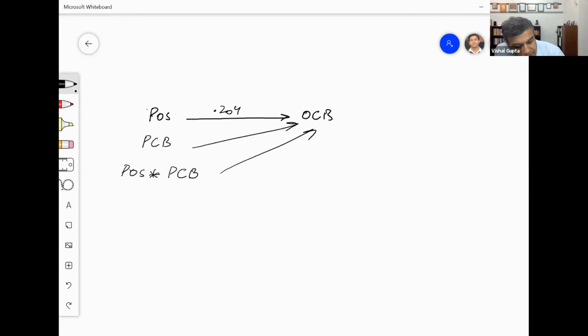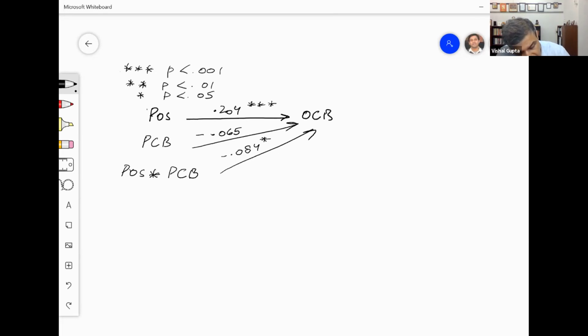Then the coefficient of PCB is minus 0.065, and 0.204 is significant at triple star here, which implies P less than 0.001. Okay, and POS to PCB, the interaction, it is minus 0.084. It is significant, right? Double star is P less than 0.01 and single star is P less than 0.05.